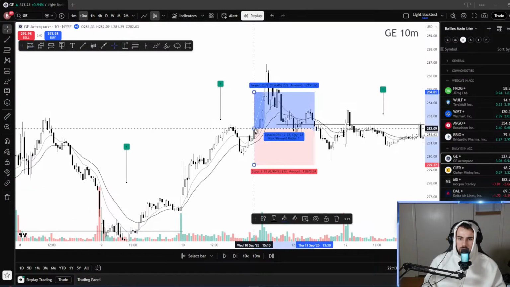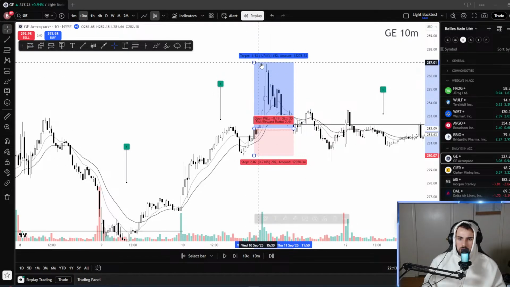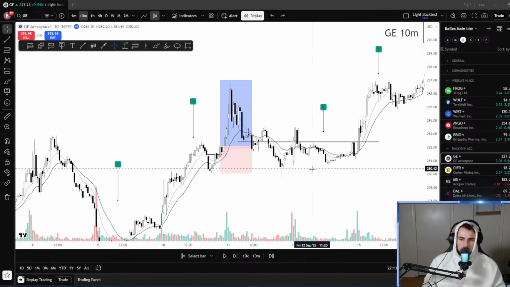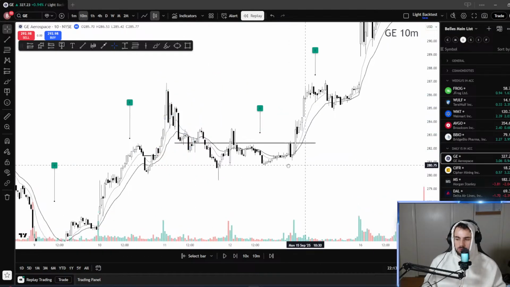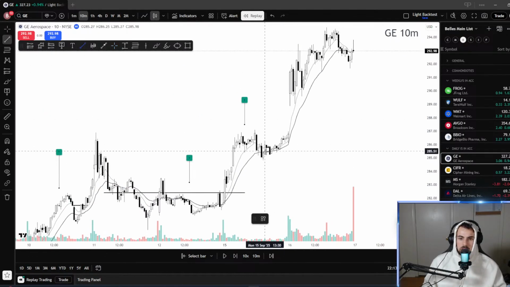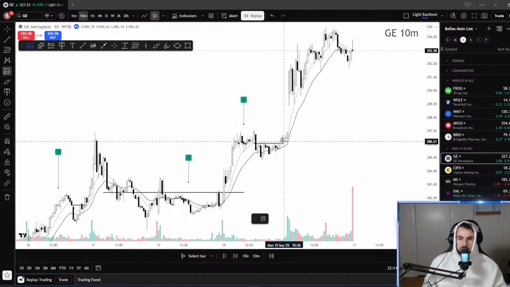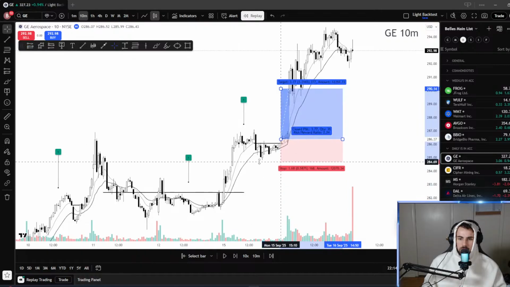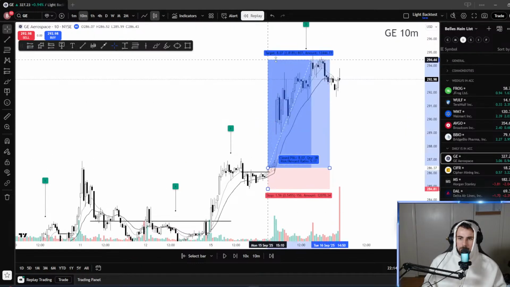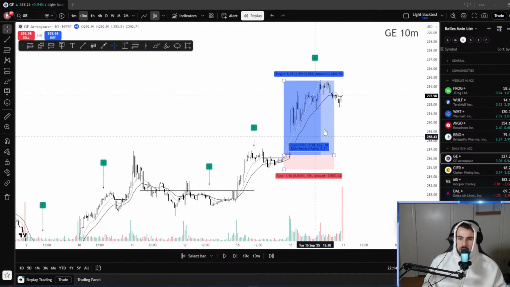So we had an entry right here. Does this go to 3RR? No, it does not. That would have been a break even. This one would have had an entry right here. Stop loss there. And then it would have hit our profit.